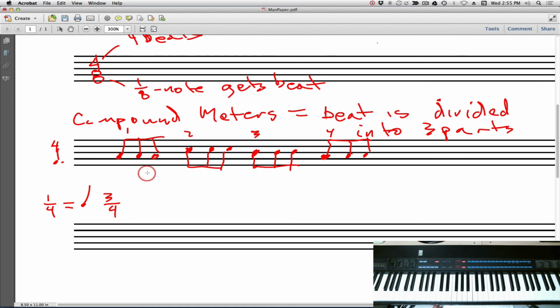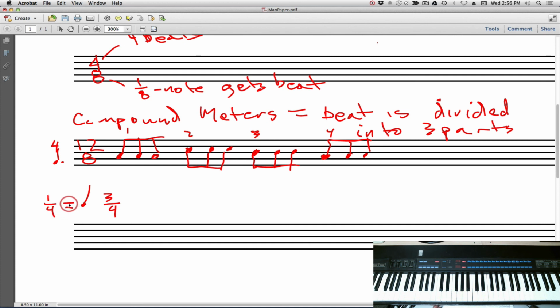So basically what we do is we count the number of divisions, or the number of eighth notes in there. And the closest thing we can do is put an 8 on the bottom. And then how many eighth notes do we have? Well, we've got 3, 6, 9, 12. We've got 12 eighth notes, right? So the meter would be actually 12/8. 1 lolly, 2 lolly, 3 lolly, 4 lolly.